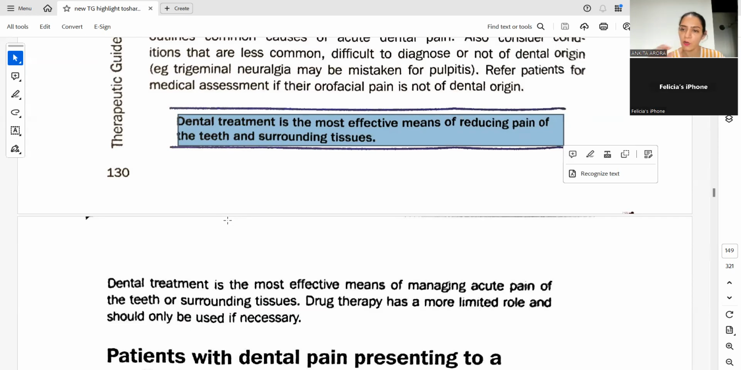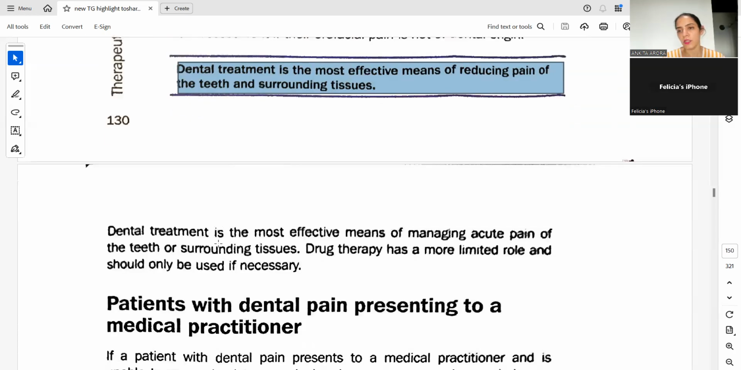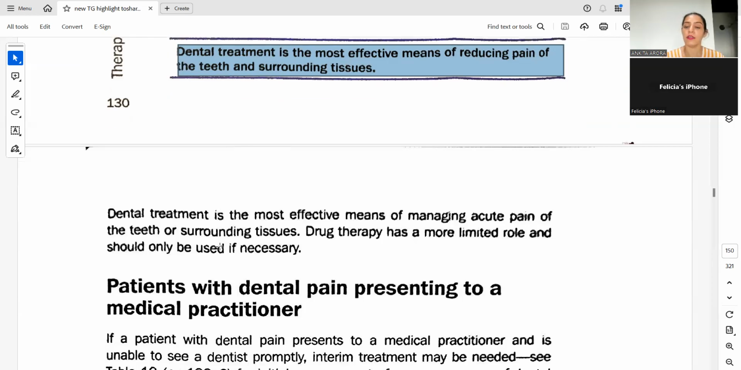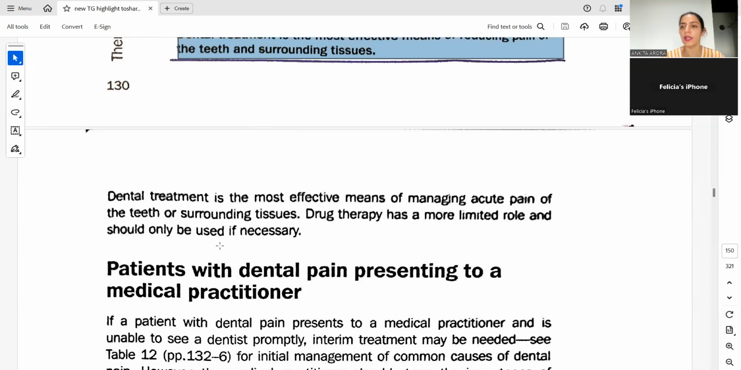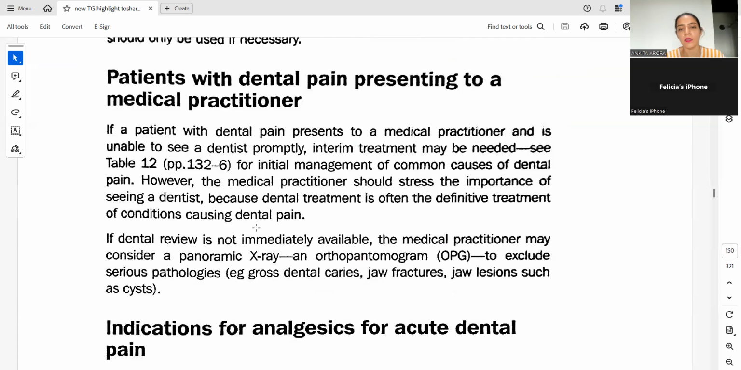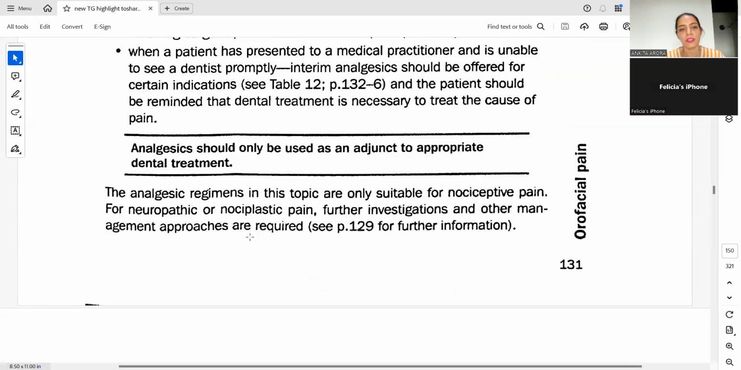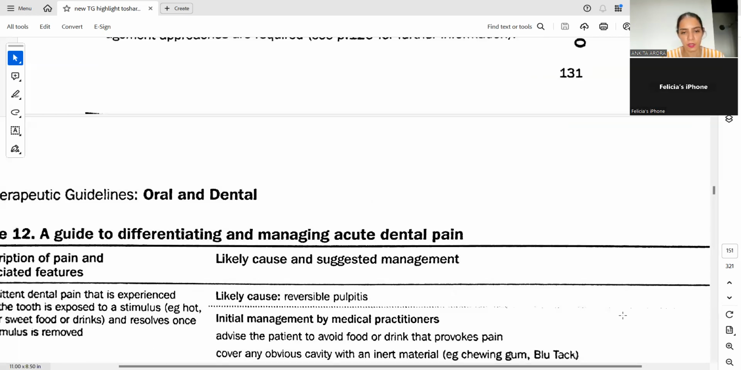So those would be the options, but the best treatment option is dental treatment, the most effective means of reducing pain of the teeth and the surrounding tissues. You do not give treatment by just prescribing analgesics, but yes, they are an important pain-alleviating treatment, an adjunct to actual dental treatment. Then we have this table. What are the causes of pain?